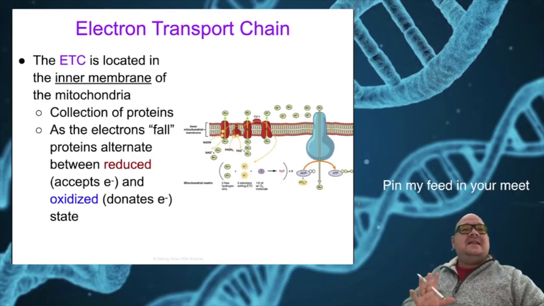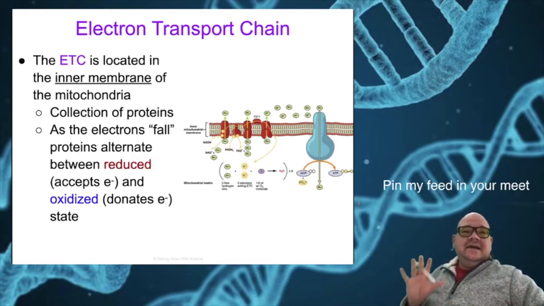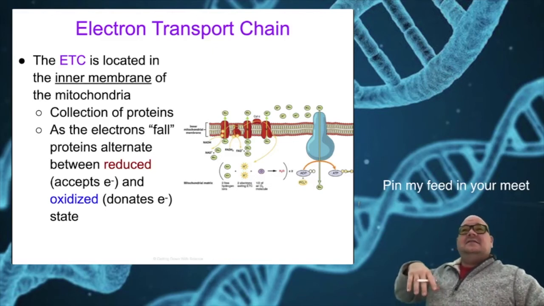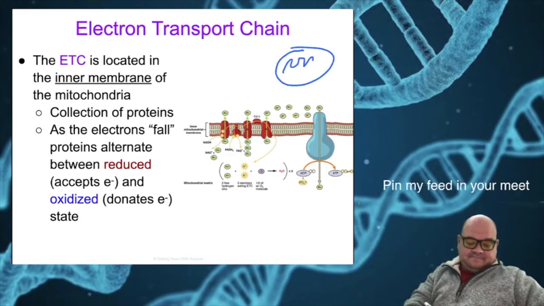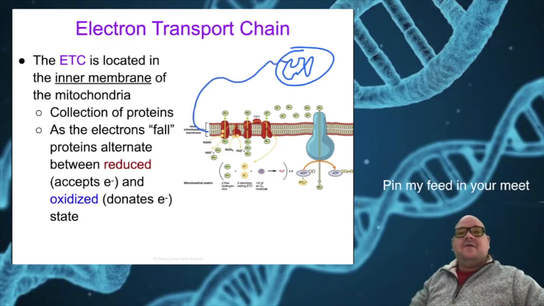Let's look at that electron transport chain a little bit. These are things I talked about on the last slide, but let's break it down. Remember, we're basically reviewing what we talked about already. We have the inner membrane, and that's where the electron transport chain is. This is that blue line right there.